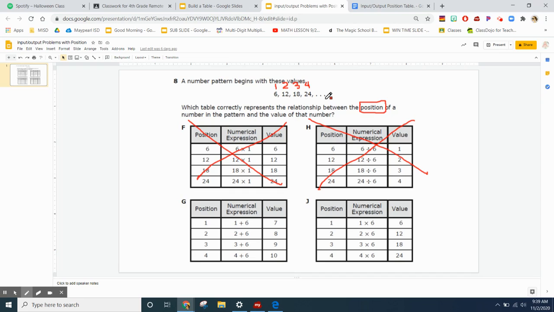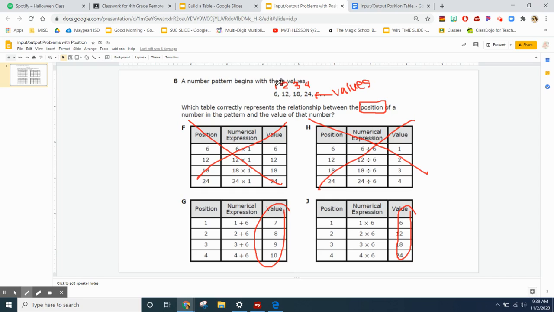Okay. Now we need to talk about how what is in the pattern relates to where it is. Okay. So it says this pattern begins with these values. So these are your values. So when looking at the answers, we need to also look at the values. Okay. So these values say 7, 8, 9, and 10, which we don't see here. Here we see 6, 12, 18, and 24. And so by process of elimination, this is our answer, but I'm going to explain why this answer works.